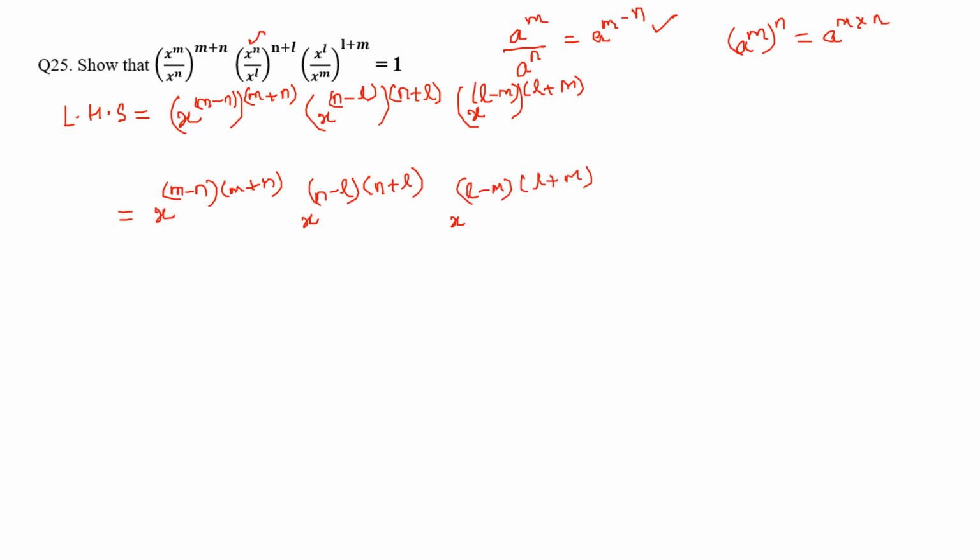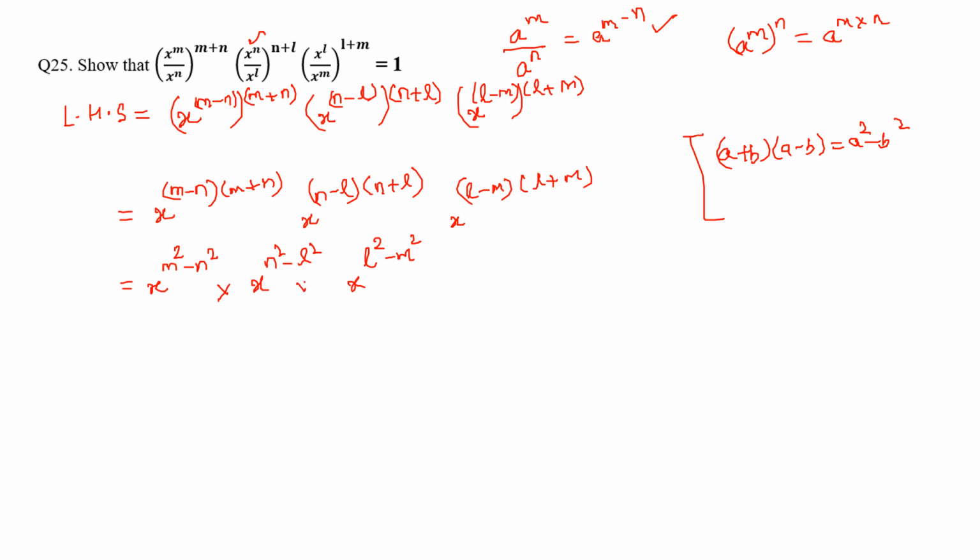Now can you see something? It is based on some identity, isn't it? a minus b, a plus b. And what is a minus b, a plus b? That identity is a square minus b square. So I'm going to use that identity here. It will be x to the power m square minus n square, again x to the power n square minus l square, and x to the power l square minus m square.